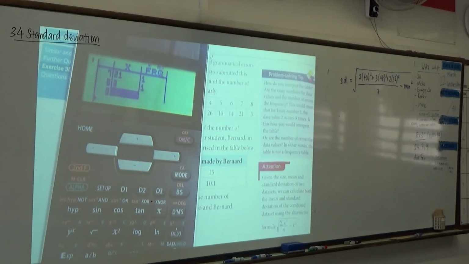It's a lot of trial and error on my part also. Sorry, let me try this again. I forgot the Casio one already. 26, yeah.